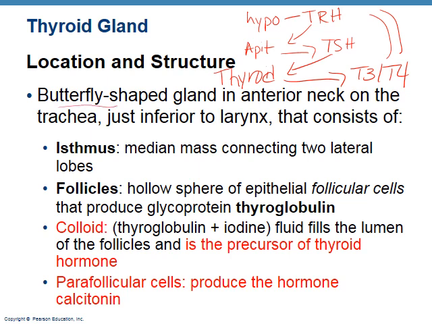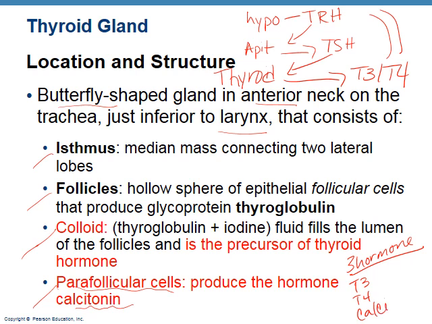So where is your thyroid? You can see it's butterfly shaped. It's on the anterior portion of the neck. It's inferior to the larynx, so below the larynx. And we have some terms here: follicle, colloid, parafollicular cells. So I'll show you the image and it'll probably help a little bit. But remember, those parafollicular cells produce calcitonin. So if I asked you name 3 hormones that are produced by the thyroid, you should be able to tell me T3, T4, and then calcitonin. So these are all produced by the thyroid.